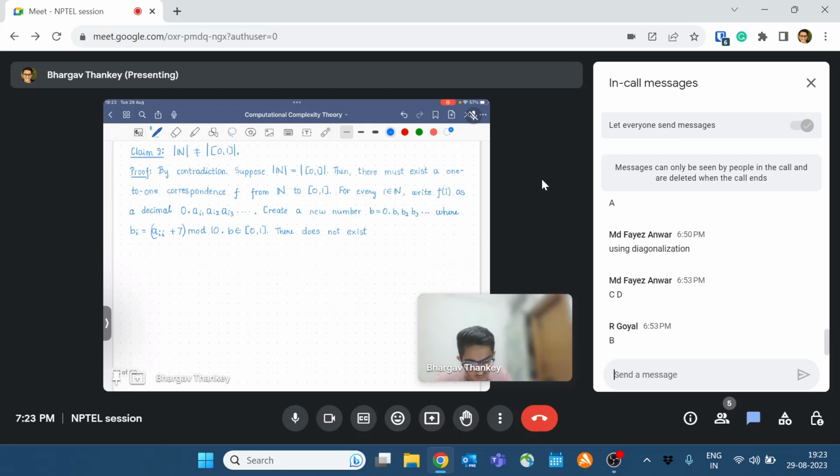So now, A_ii is a digit between 0 and 9. So A_ii plus 7 mod 10 is also a digit between 0 and 9. So it's fine, right? So B makes sense and B is in [0, 1]. Now the claim is there does not exist any i in N such that f(i) equals B. Do you see why?